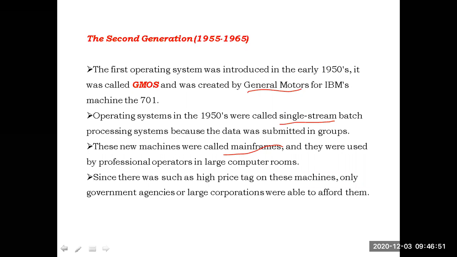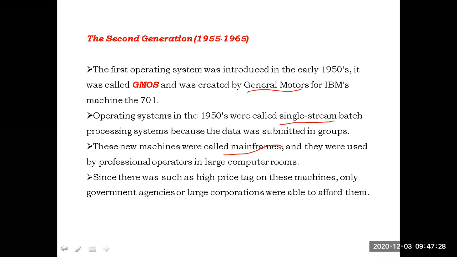Okay, since there was such a high price tag on these machines, only government agencies or large corporations were able to afford them. ఇవి సైజ్ ఎక్కువగా ఉండి కాస్ట్ ఎక్కువగా ఉండడం వల్ల ఏంటంటే, since they have the huge price tag, that means since these machines have a very high cost, only government agencies or big companies are able to use the computers. Okay, second generation computers size ఎక్కువగా ఉంటుంది, కాస్ట్ టూ మచ్ గా ఉండటం వల్ల అంటే ordinary people are not able to use. Only government agencies as well as the large companies are able to use the computers.